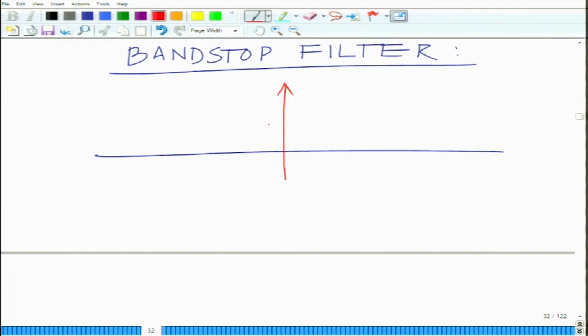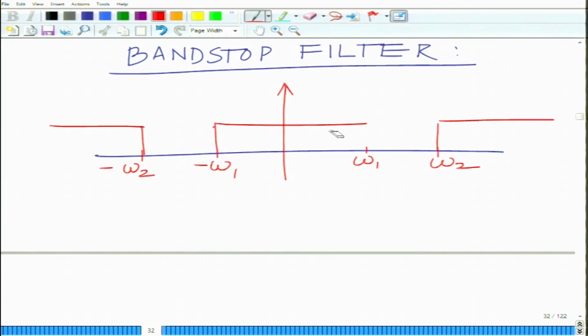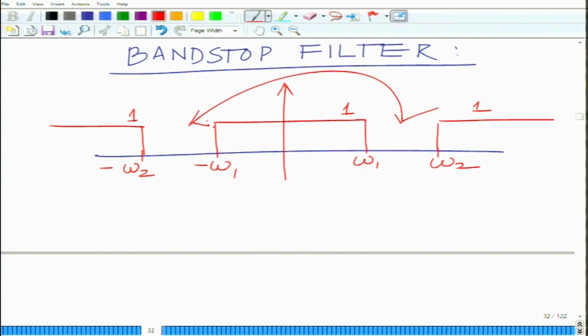In the band stop filter, let us say omega 1 to omega 2 is the stop band, then all the frequencies in this band are blocked, and that is, the gain is 0 in this band and all other frequencies pass without distortion. So, these are the stop bands. So, omega 1 to omega 2 is the stop band.